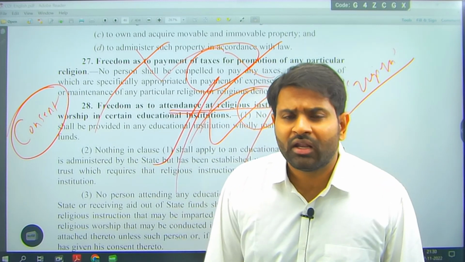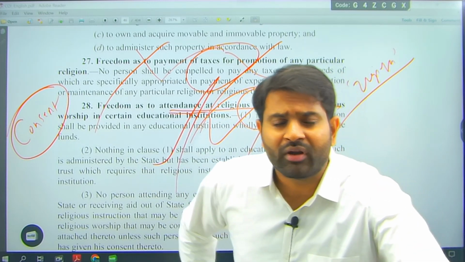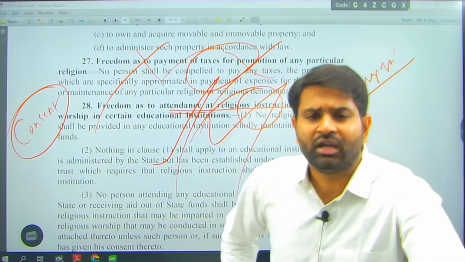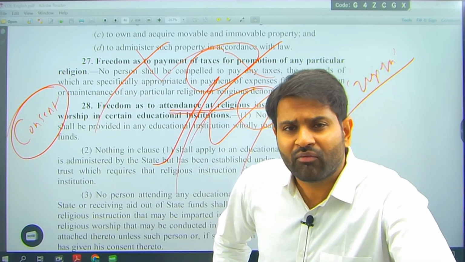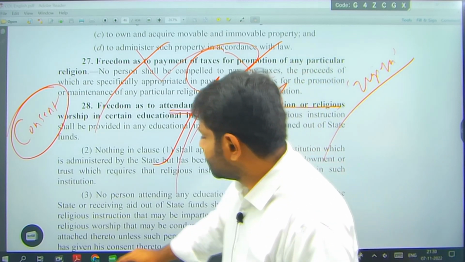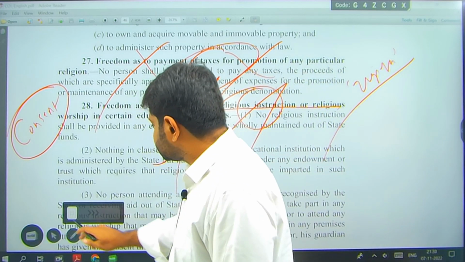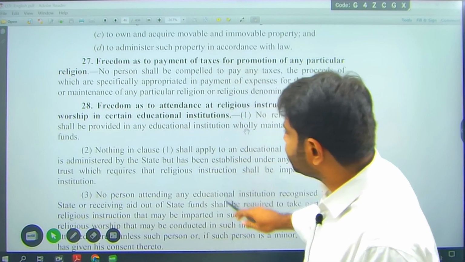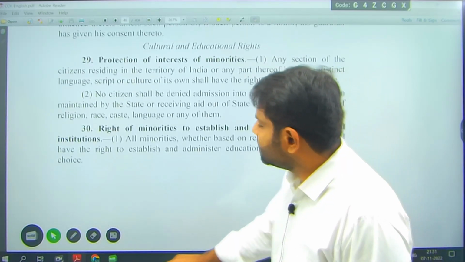Right to religion, we have from articles 25, 26, 27, 28. 27 is a very important article where we are not bound to pay any tax in the name of religion. Right to religion is done. Next one is cultural and educational rights.